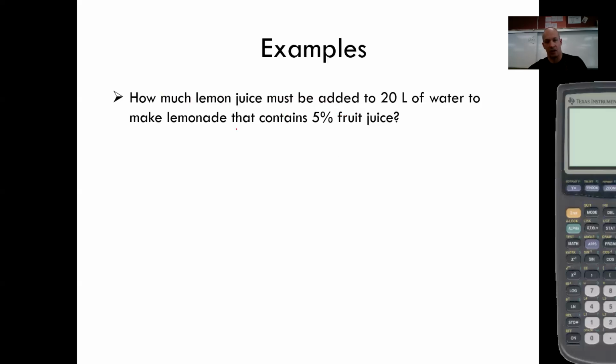Ooh, lemonade. Okay, how much lemon juice must be added to 20 liters of water? Well, you guys can read. Okay, there's one thing I've got to tell you right away, and you may or may not know this, but it's the concentration formula. So we're talking about a 5% fruit juice concentration.